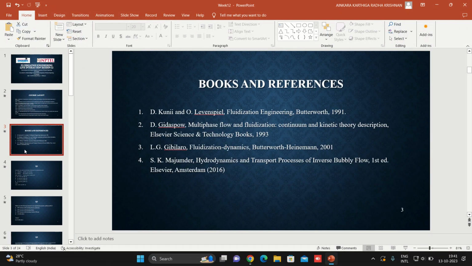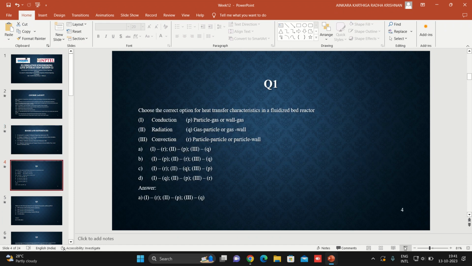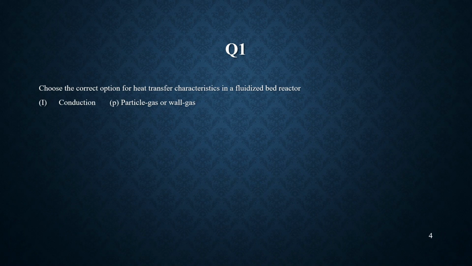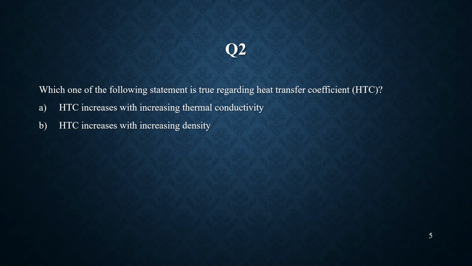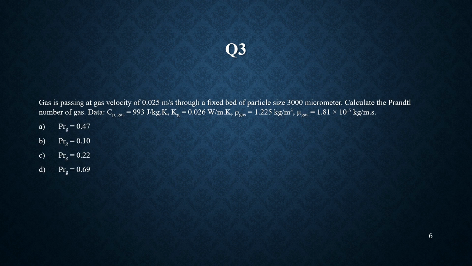In today's class we were dealing with heat transfer and mass transfer, mostly the design aspects of the problems. The first question was about heat transfer characteristics in the fluidized bed reactor: conduction, convection and radiation. Conduction is between particles and the wall. Convection is from the gas to the particles or gas to the wall, and radiation is from particle to gas or wall to gas. That is the mechanism of heat transfer in a fluidized bed reactor. After that it was about the heat transfer coefficient, which increases with increasing thermal conductivity, increases with increasing density, and increases with decreasing viscosity of the gas. On top of that, we did one simple problem where we calculated the Prandtl number, which is nothing but Cp mu by K.